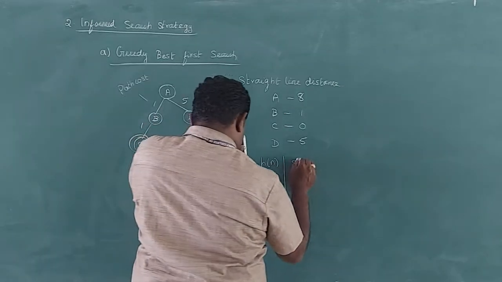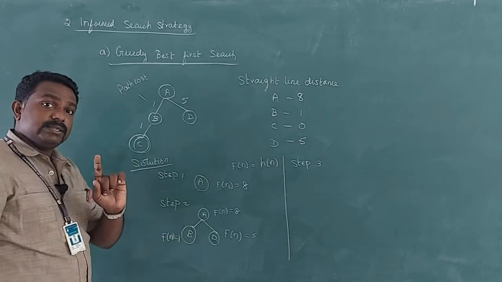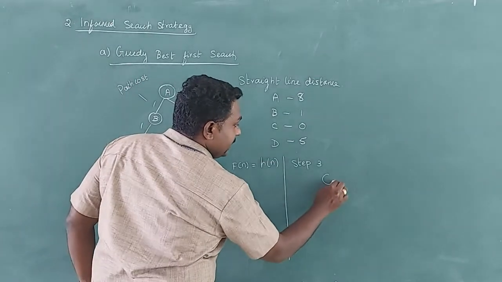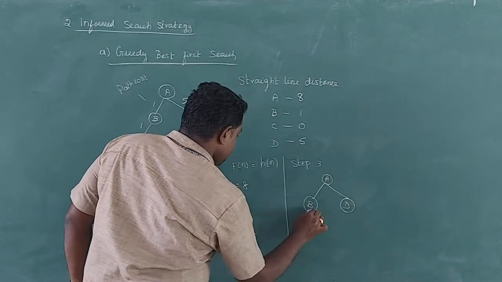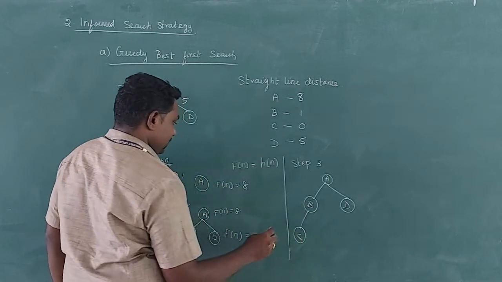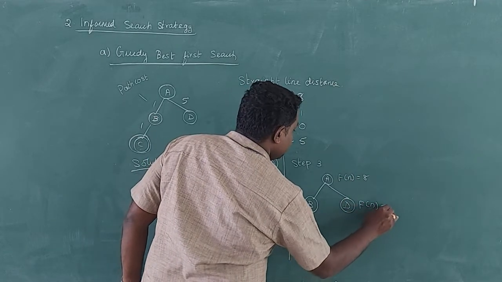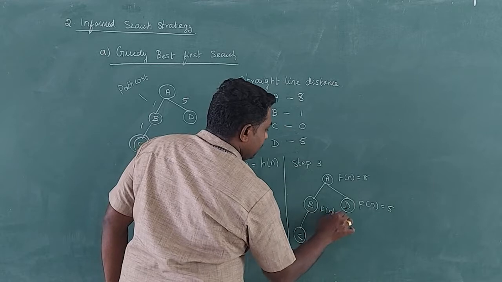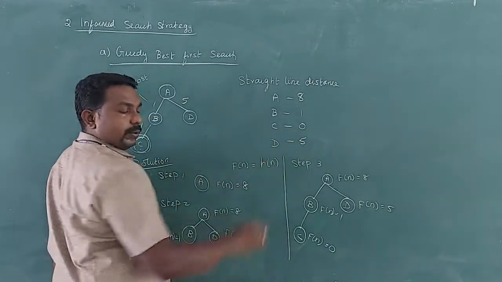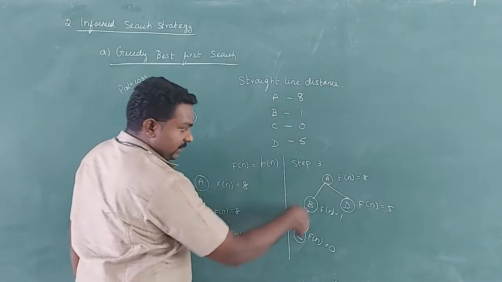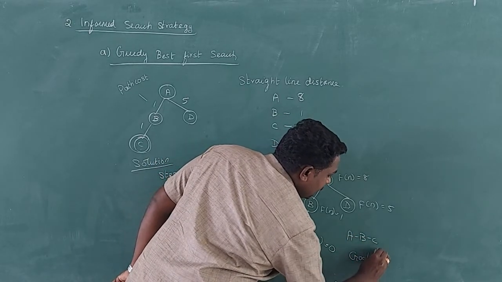So step 3, B has the lower value, that is 1. So I am traversing B. So I will get A, B, and I will reach the goal C. Okay. So here f of n is equal to 8, here f of n is equal to 5, here f of n is equal to 1, and here f of n is equal to 0. Okay. So this is the solution path: A, B, C, goal reached.